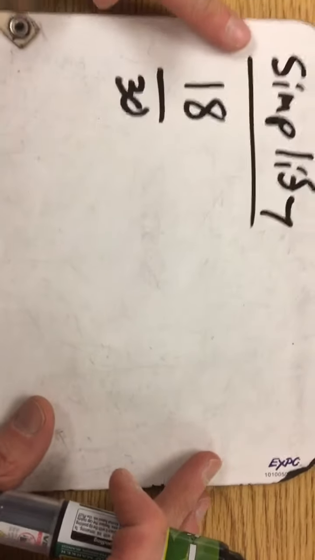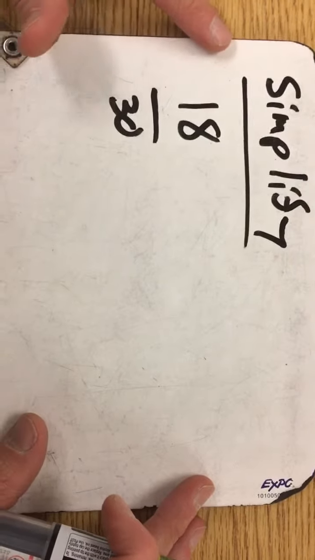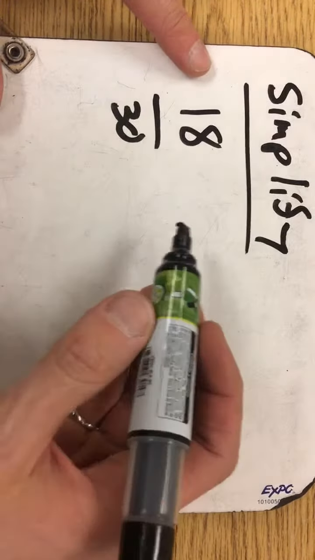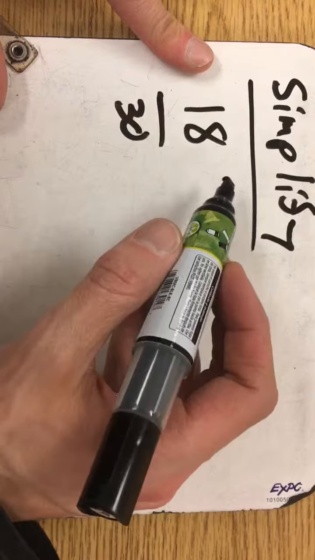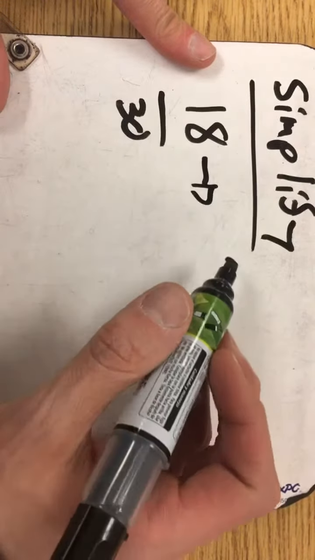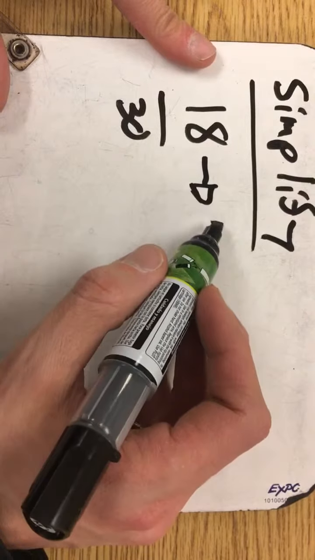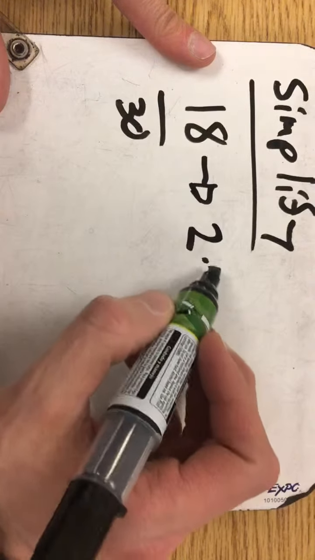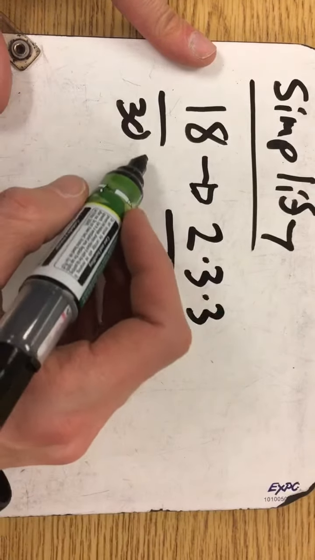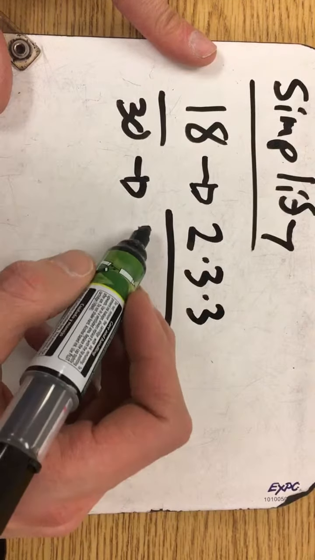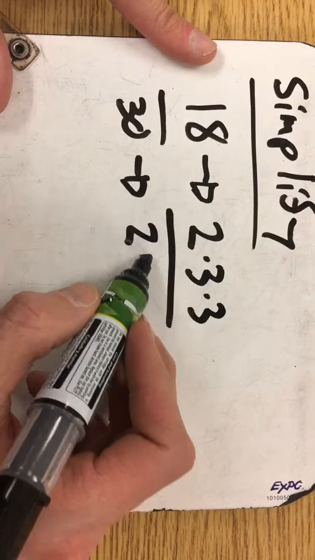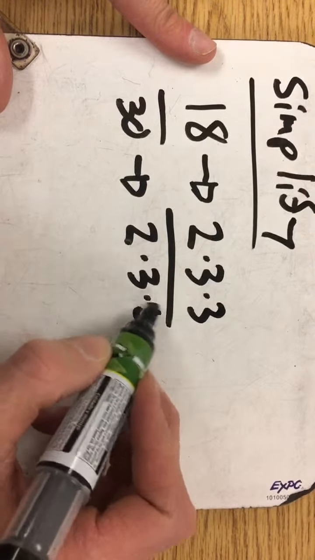So the first one involves simplifying fractions. Now the easy thing you can do is what you did before, which is just find the prime factorization of each number. So for example, 18, if you broke that down, would be 2 times 3 times 3. And 30, break that down and put the remaining numbers down below, would be 2 times 3 times 5.